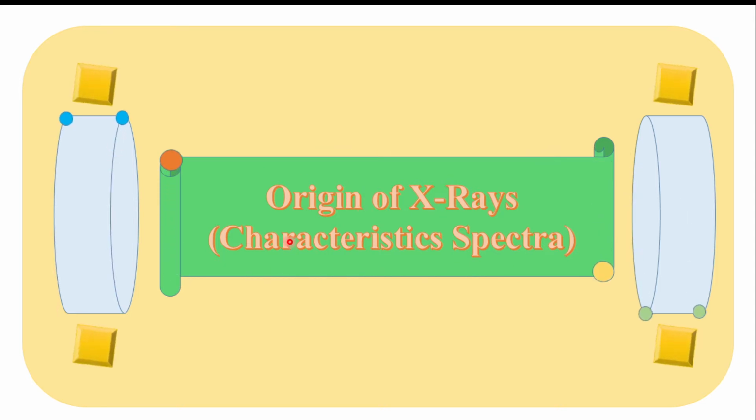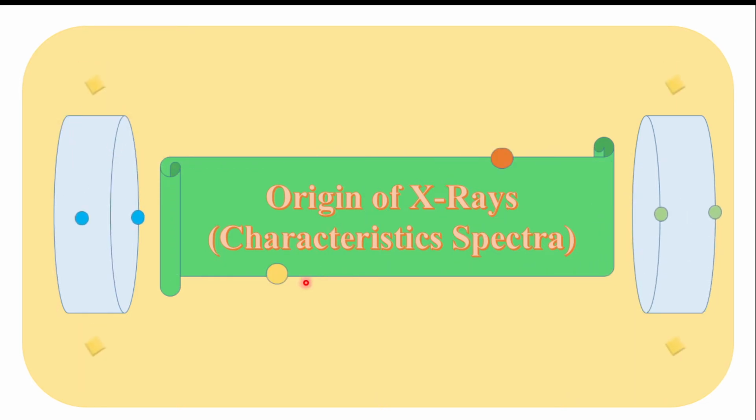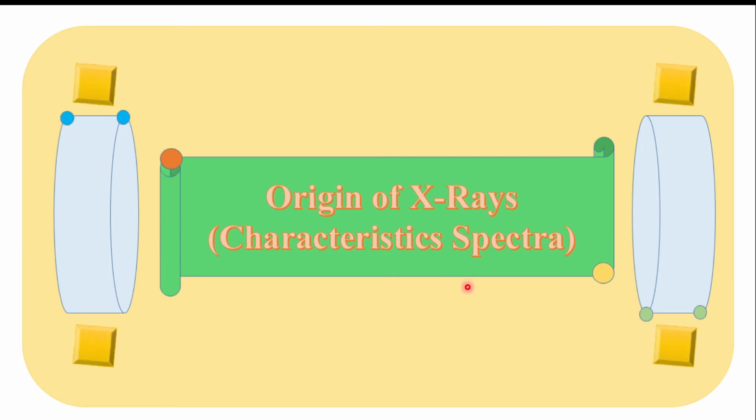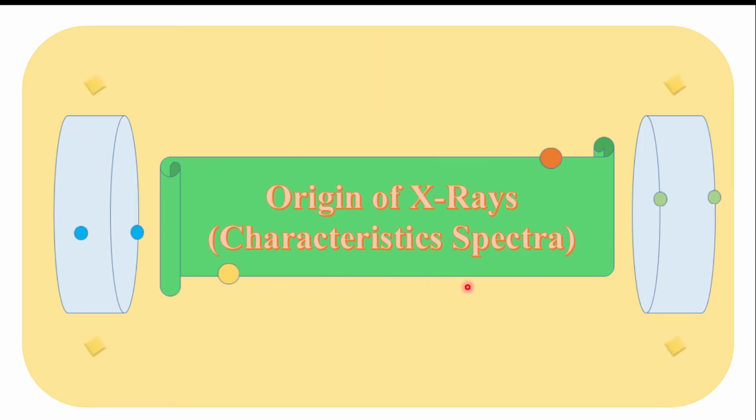Hello everyone, today we are going to discuss the origin of X-rays. In this we are going to discuss the characteristics of spectra. This is also called line spectra because it characterizes the material which is attached to the anode. In the last videos we have seen the discovery of X-rays and the production of X-rays.